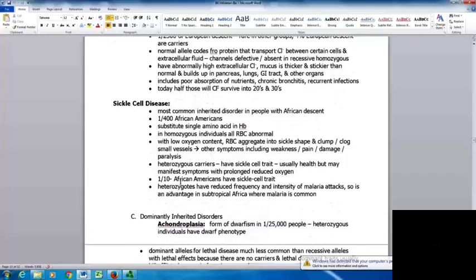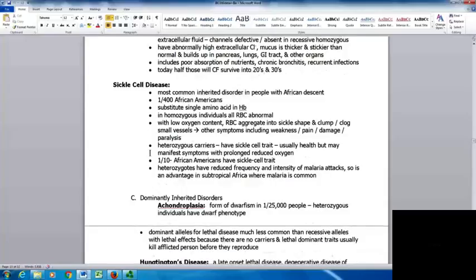Sickle cell disease is the most common inherited disorder in people with African descent. It's in 1 in 400 African Americans. You substitute just a single amino acid in the hemoglobin. The homozygous individual will have all red blood cells abnormal. With low oxygen content, the red blood cells will aggregate into sickle shapes and clump and clog the small vessels. This can lead to other symptoms, including weakness, pain, damage, and paralysis.